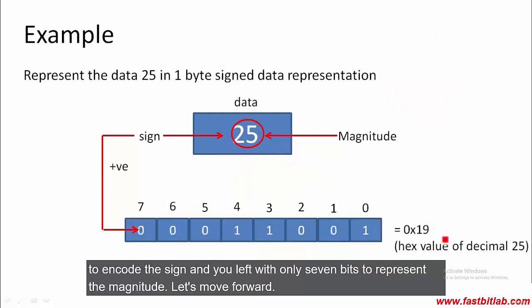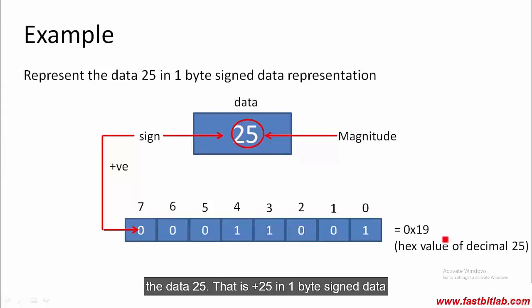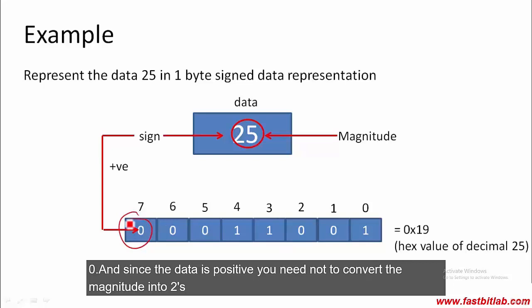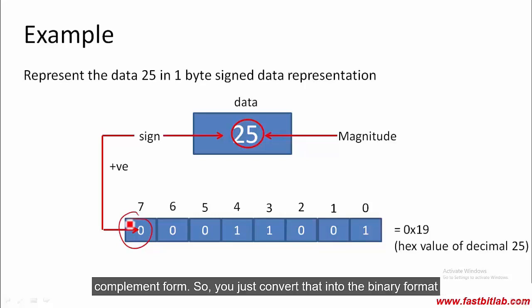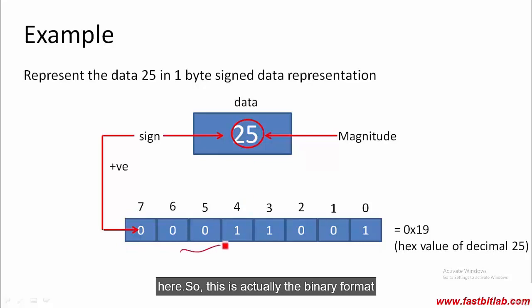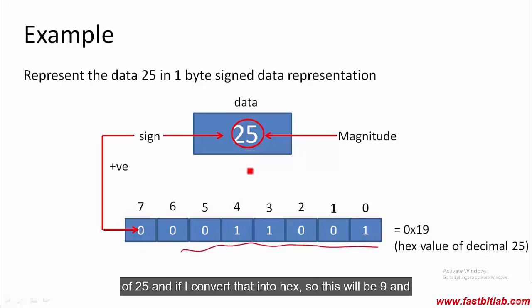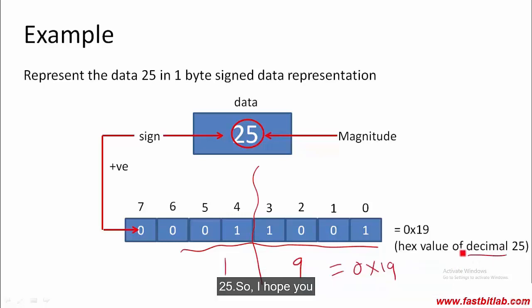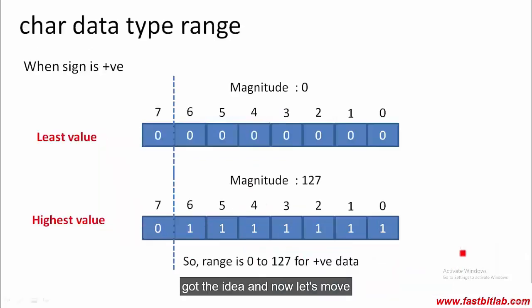Let's move forward. Now represent the data 25, that is plus 25, in 1 byte signed data representation. Here the sign is positive, so the most significant bit will be 0. Since the data is positive, you need not convert the magnitude into 2's complement form. You just convert it into binary format here. This is the binary format of 25. If I convert that into hex, this will be 9 and this will be 1, so that happens to be 0x19, which is the hex value for decimal 25. I hope you got the idea, now let's move forward.